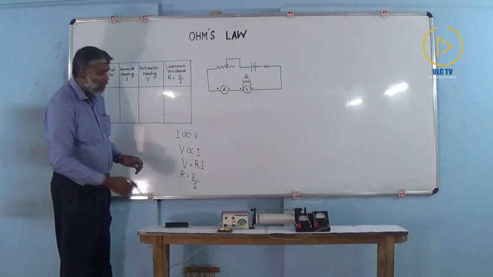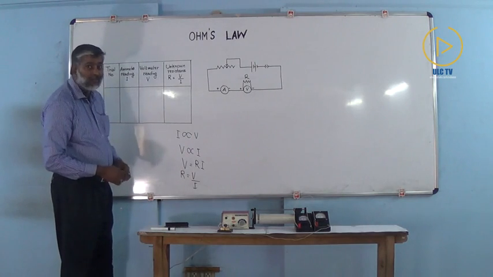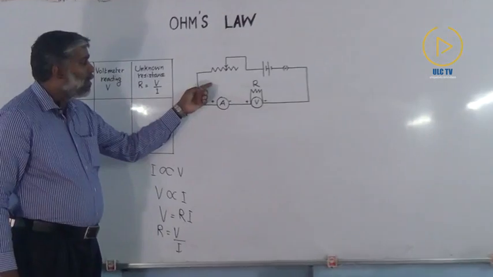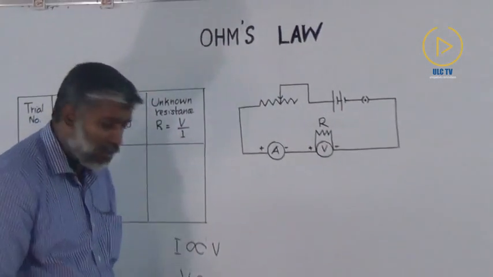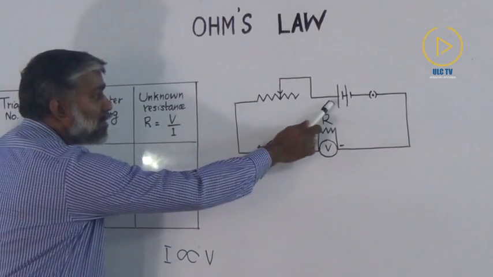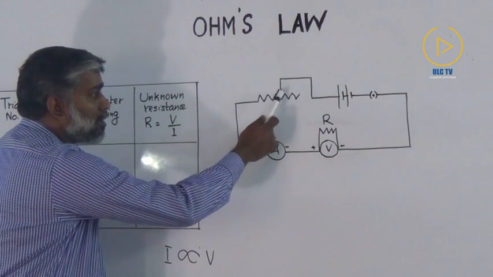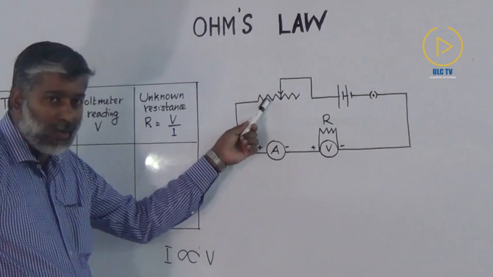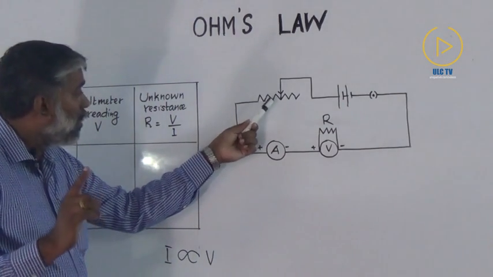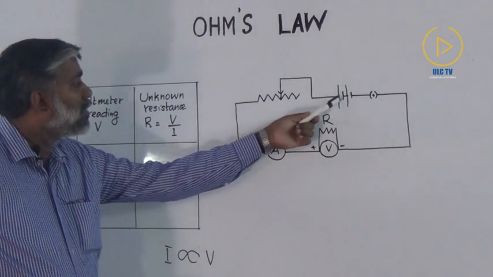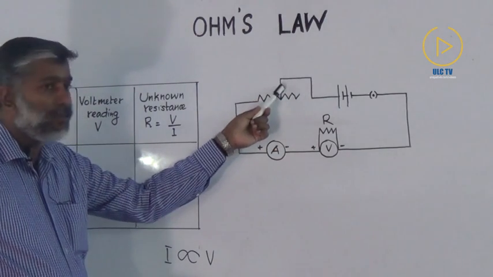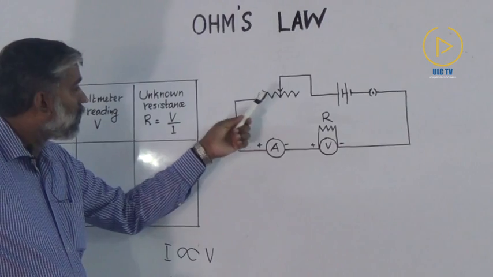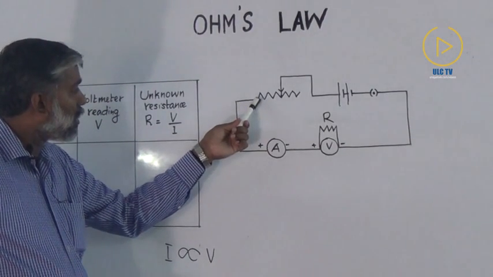So let us see the circuit diagram first. This is a circuit diagram of Ohm's law. Positive of battery is connected to rheostat. Rheostat has three connection terminals, one at the top and two at the bottom. So here this is connected to the top. Then bottom two connection terminals are there.